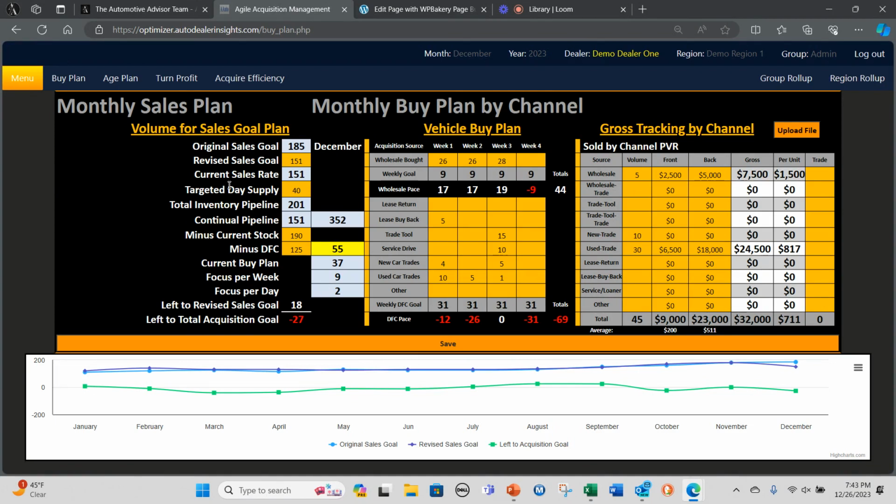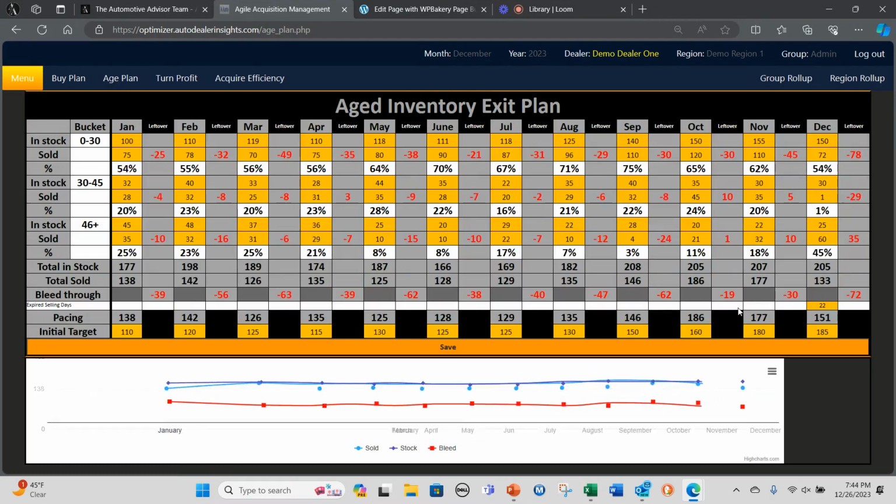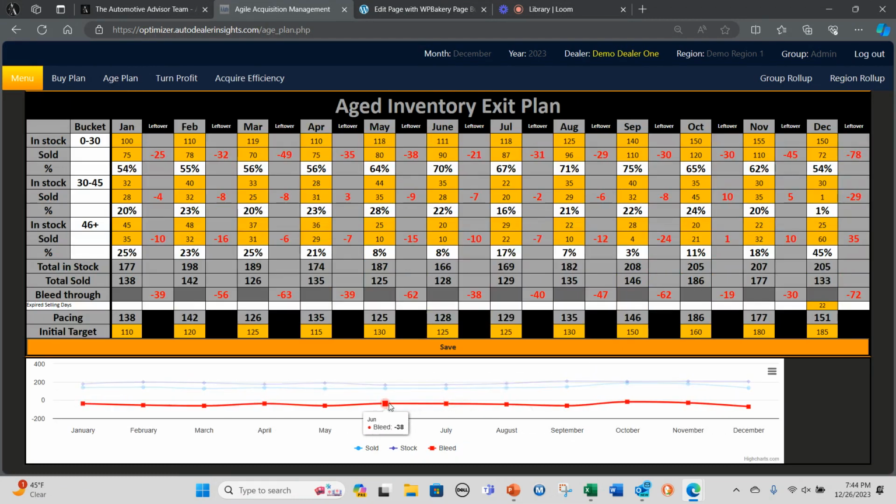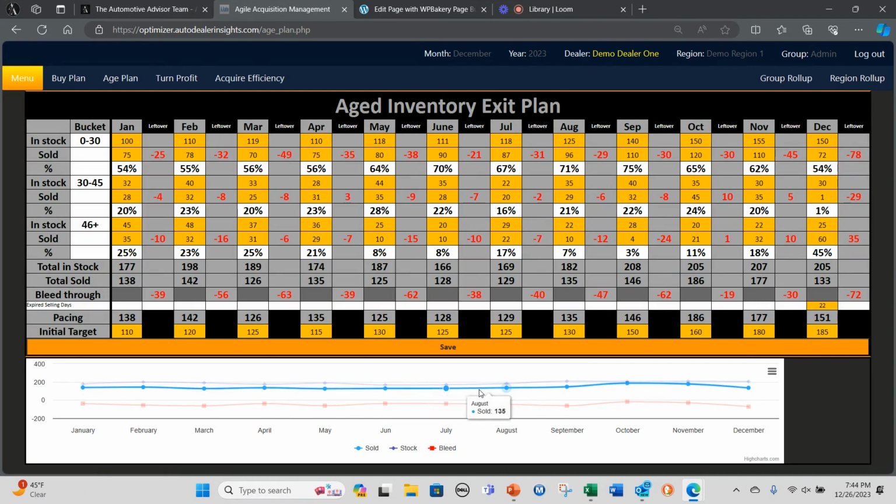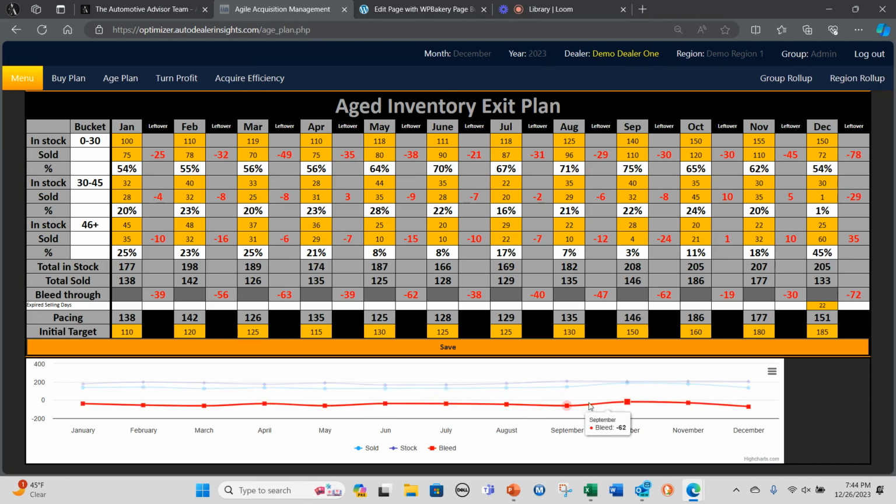So this is the basic plan. This plan is offered as by channel light, used car optimization light, and then we have obviously an age tracking component to our plan, where we track any bleed through, stocking, and sold inventory. So if we continue to stock more, do we sell more but bleed more? So we're able to efficiently manage the dealership based on these graphs, and it's all shown here in a 0 to 30 bucket, a 30 to 45, and a 46 plus.